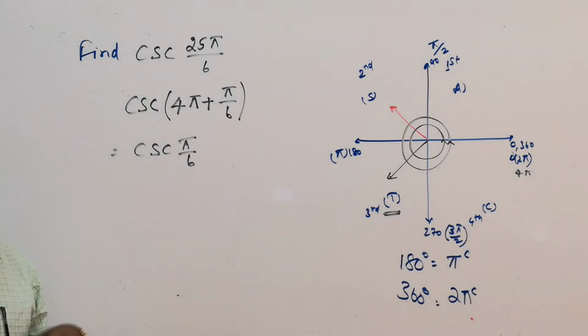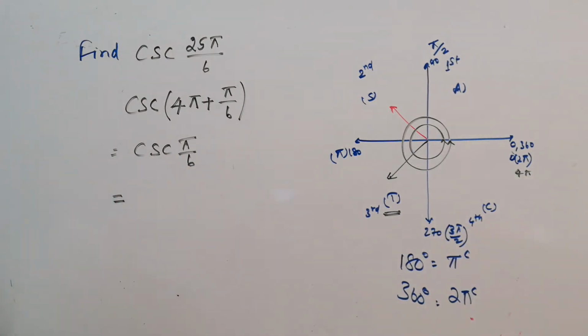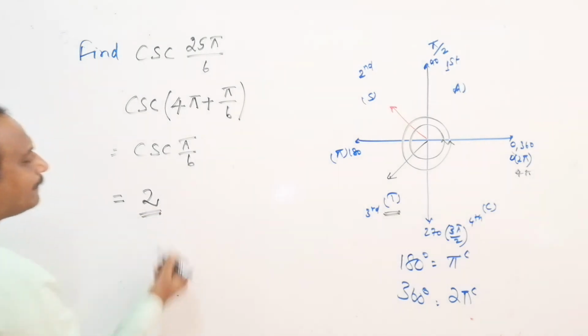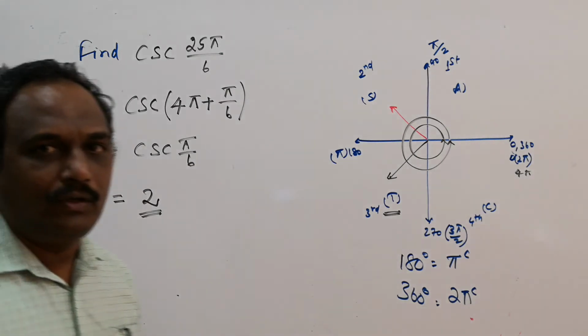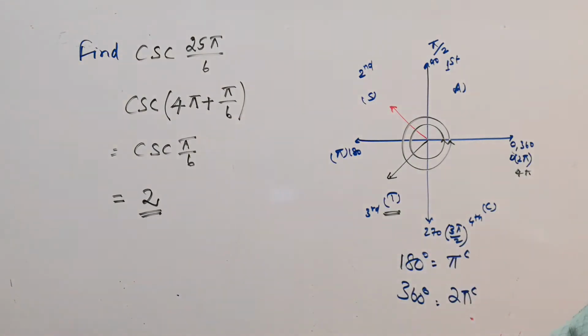Now I am going to check the table value for cosecant pi by 6. Cosecant pi by 6 is the reciprocal of sine pi by 6. So sine pi by 6 is 1 by 2, and this is the reciprocal. Understand the idea now? So I will do one more thing for your learning. We will discuss one more problem.